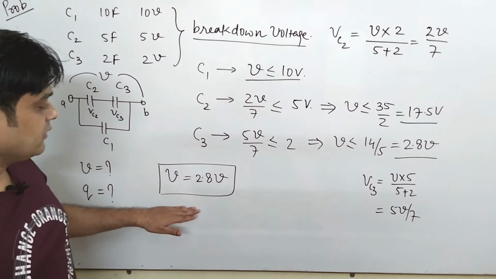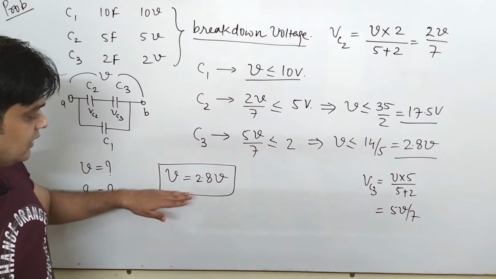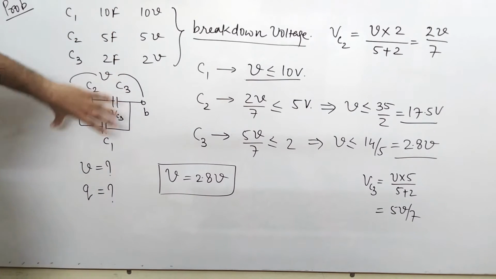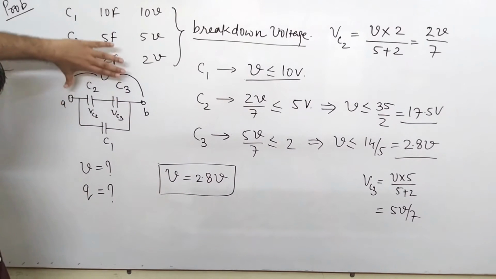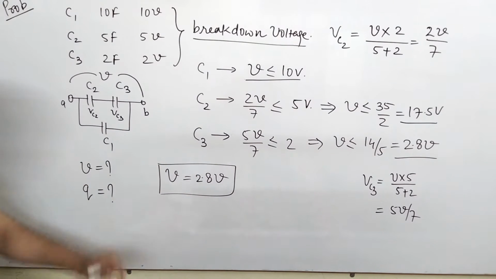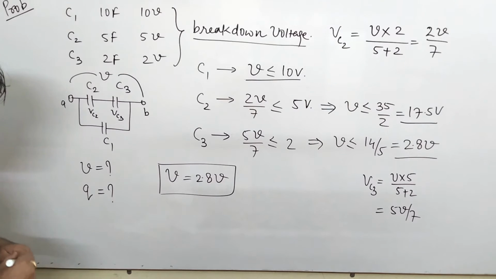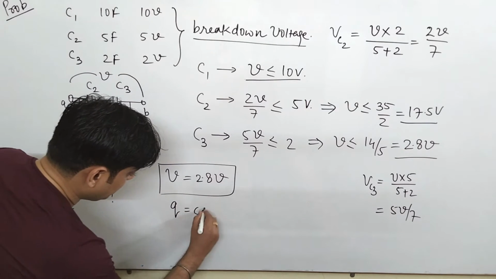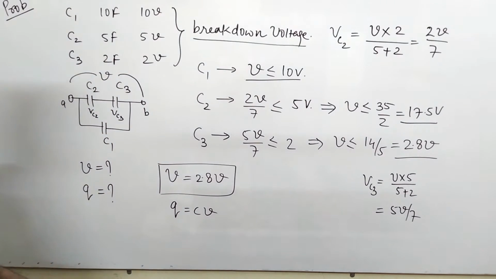So from here you can say that when 2.8 volt is applied across this combination, the entire combination will work and there is no breakdown. Okay, so this is your answer, that is the lowest value of these three voltages, that is V equal to 2.8. Now when you know the value of V, you have to find the value of Q. So Q is equal to CV. So from here you can find the value of C equivalent. How do you find the value of C equivalent? That we have to see.